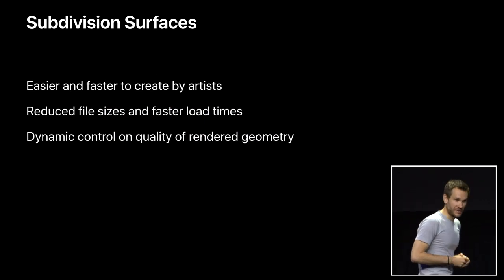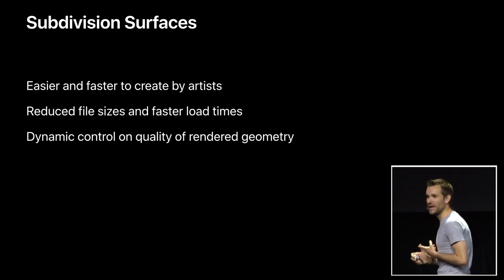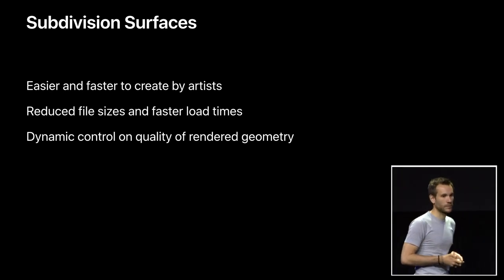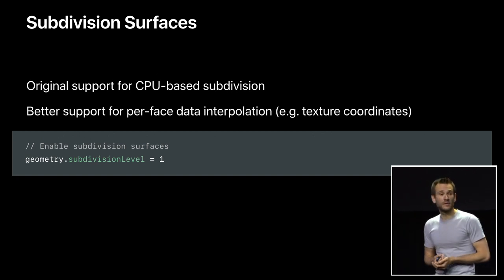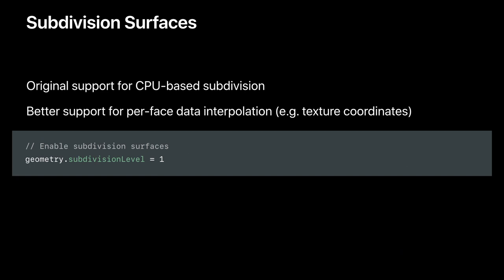So subdivision surfaces are extensively used in the industry to easily create, store, and animate low-resolution models that can become of very high quality when rendered on the screen. And it turns out that we added support for subdivision surfaces a few years ago in SceneKit. But we used to run the subdivision code on the CPU. And so that could take some time and a huge amount of memory, especially when you go to higher levels of subdivision, as the number of vertices generated grows exponentially.